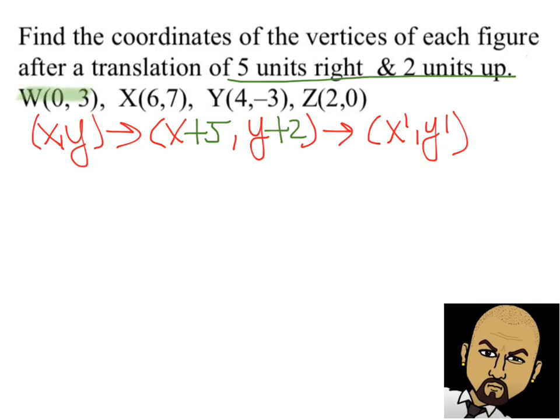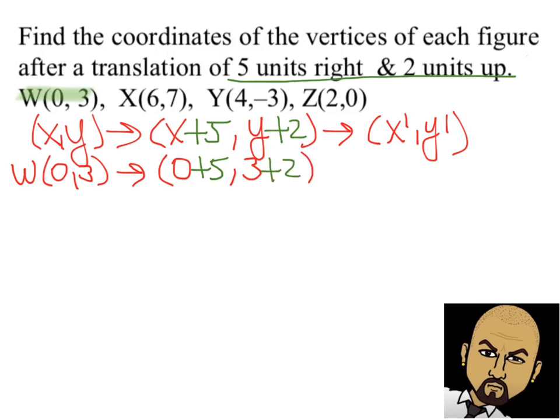All right, so we want to start off with one of the vertices. Here we're going to start with vertex W. We're going to write down the original coordinates. Since we are taking our X value, we're going to add 5. We substitute our X value, which is 0, and add 5 to it. The Y value, since we're going 2 units up, we take our original coordinate of 3, and since we're going up 2, we add 2 to it. And then we come up with vertex W prime.